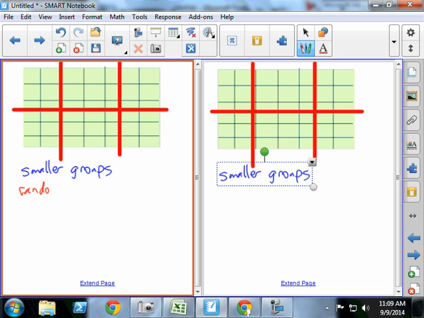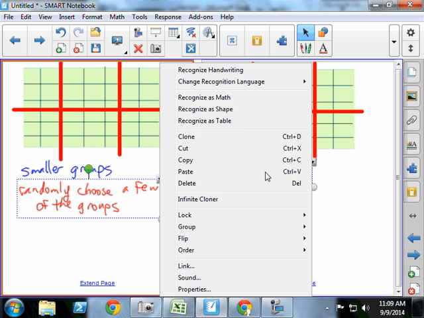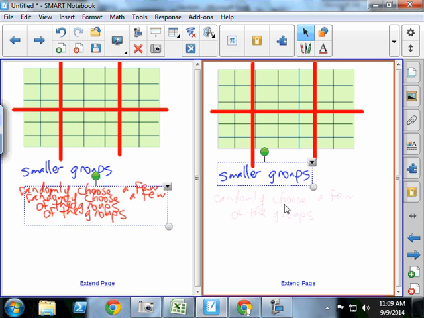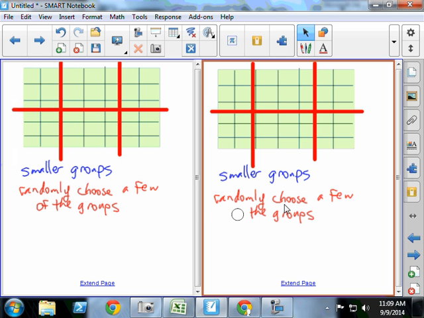Now, we're going to randomly choose a few of the groups. The other one is way different. I'm tripping over my mic cord here. That's okay. I'm going to clone this, but it's not going to be the exact same thing. I'm going to randomly choose a few from each of the groups. So in the one, I'm going to randomly choose a few of the groups. In the other, I'm going to randomly choose a few from each of the groups.